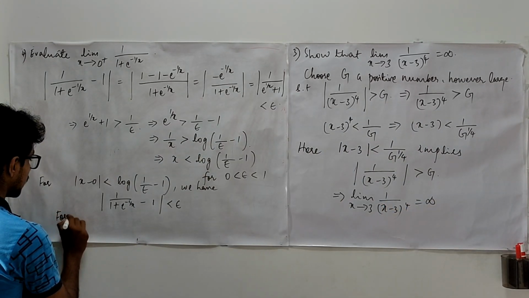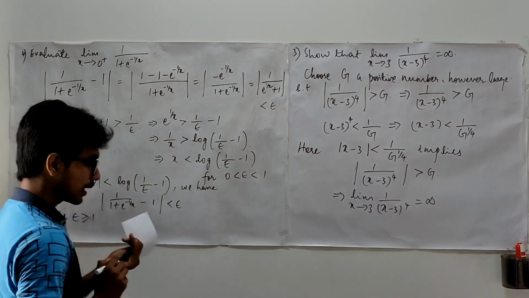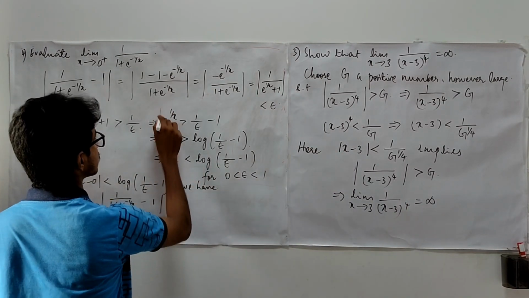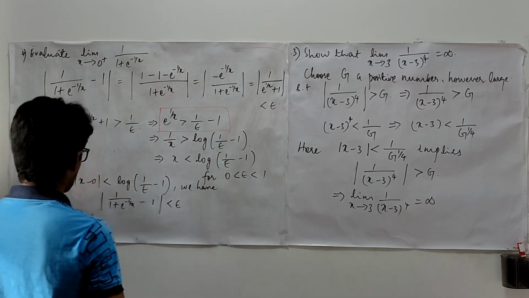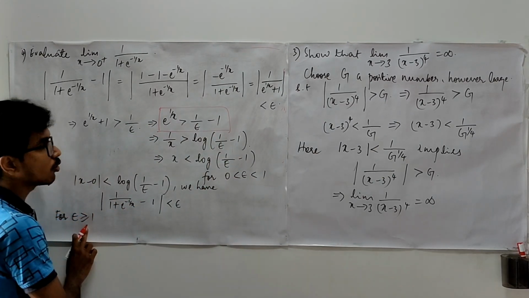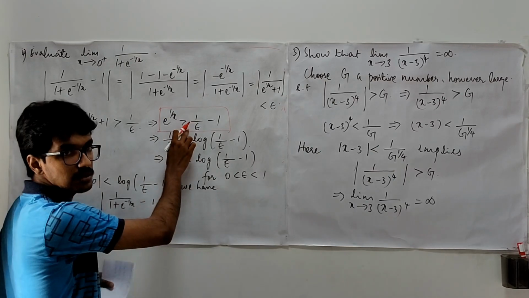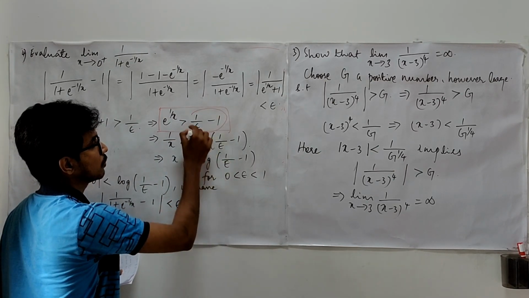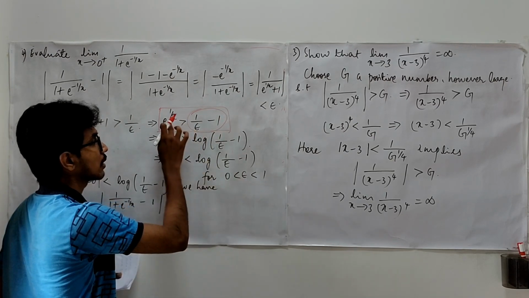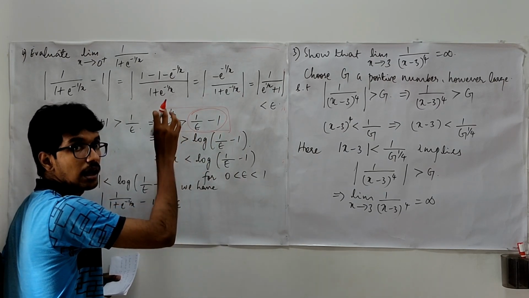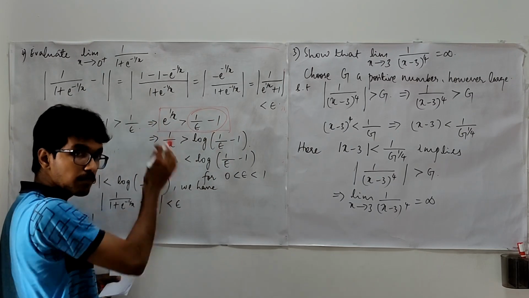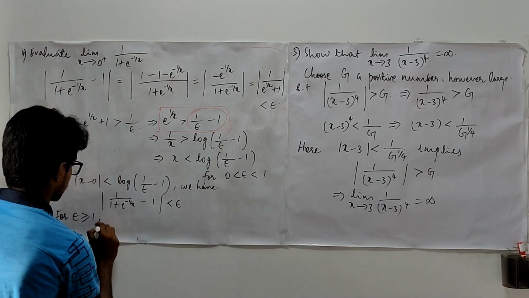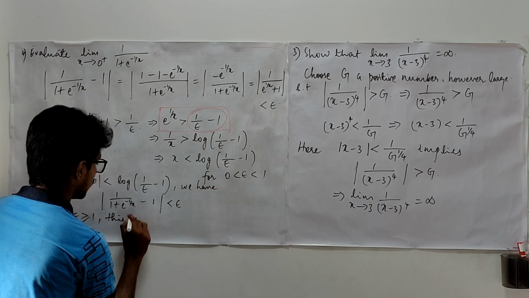Now, for epsilon bigger than or equal to 1, let us see what happens. Just come to here. Be it any value which is bigger than or equal to 1, you just substitute here. What is going to happen? This will be a negative quantity, and this is always a positive quantity. A negative quantity is smaller than a positive quantity always. Hence, this is trivial.